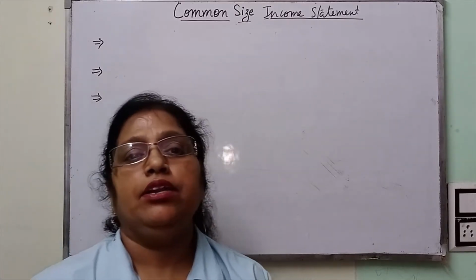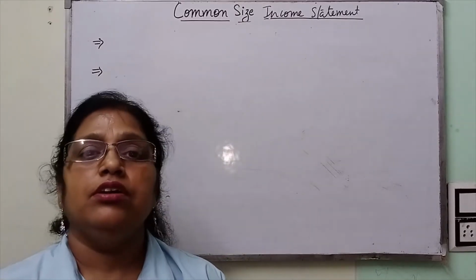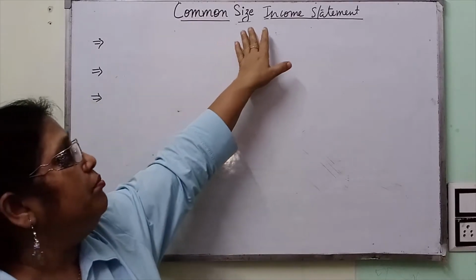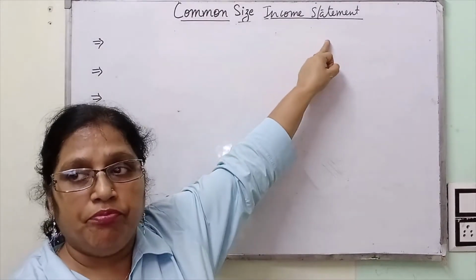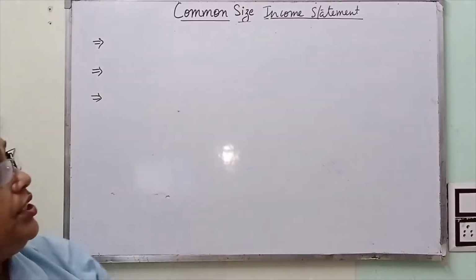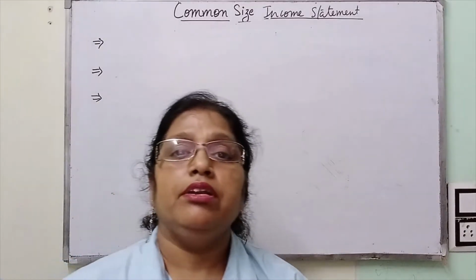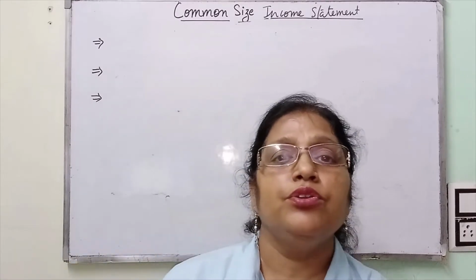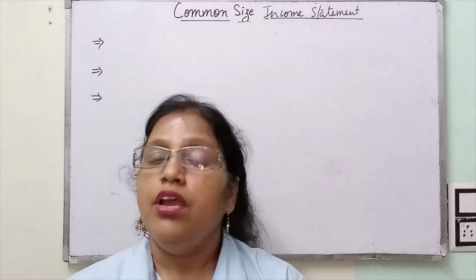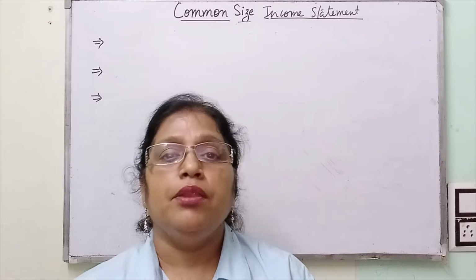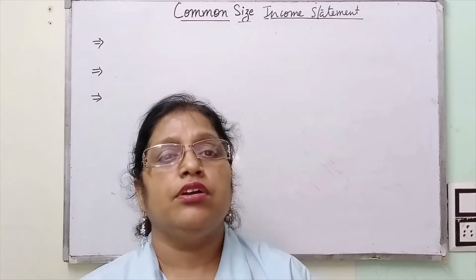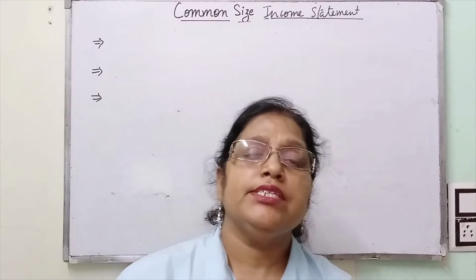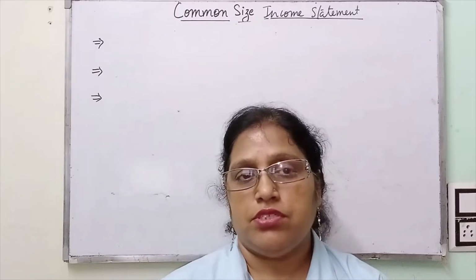We have completed common size of balance sheet. Now, today we will learn common size income statement. What do you mean by income statement? It is a statement which helps to calculate profit earned or loss incurred during the accounting period. In case of a company, in place of profit and loss account, we have to prepare statement of profit and loss.